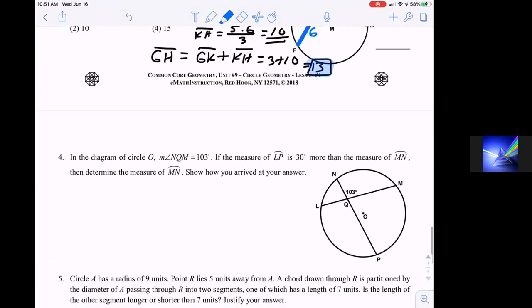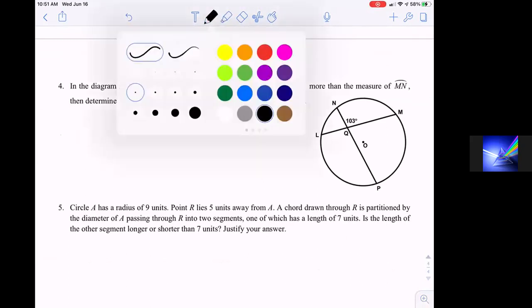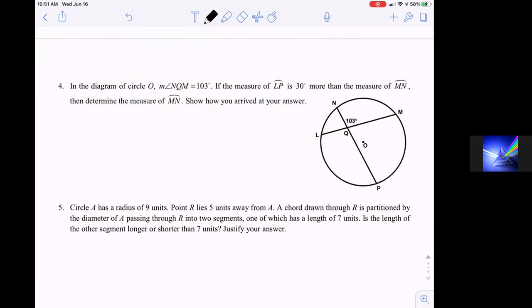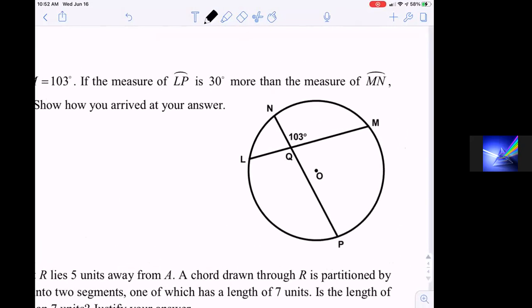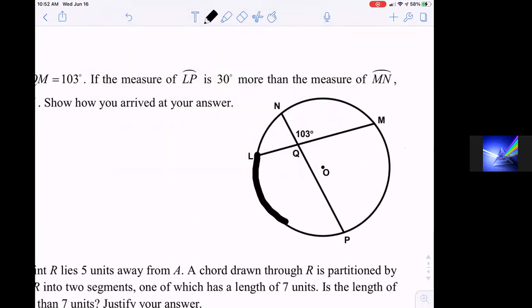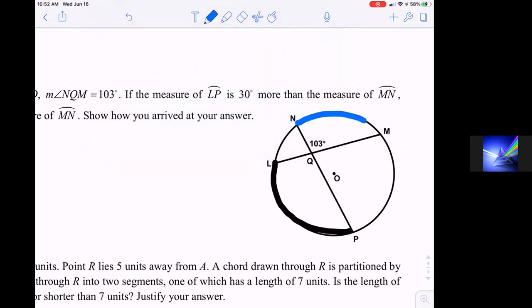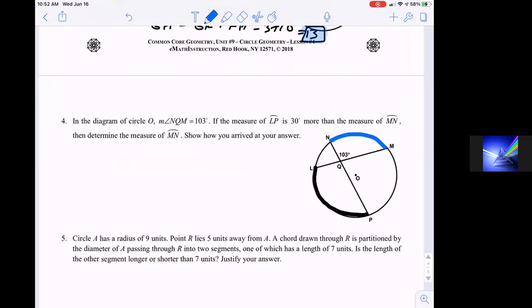Number 4. In the diagram of circle O, angle NQM is equal to 103. So this angle right here is 103. If the measure of LP is 30 degrees more than the measure of MN, so LP is this one right there, if that is 30 degrees more than the measure of this blue arc, MN, determine the measure of MN.